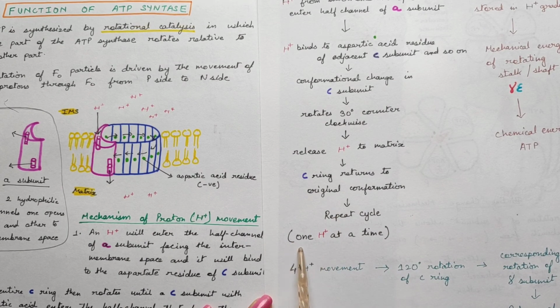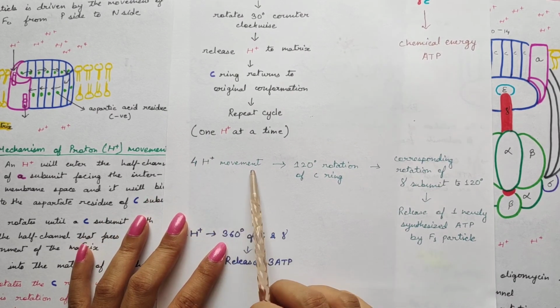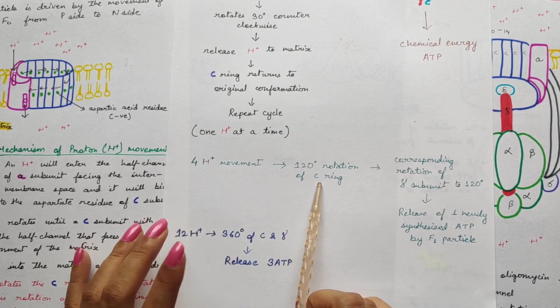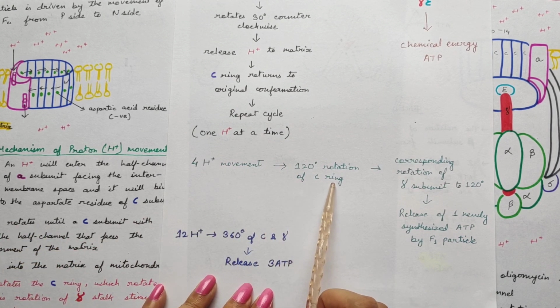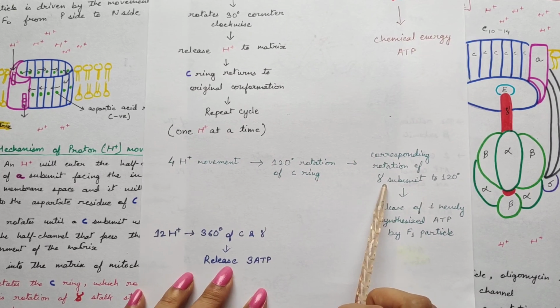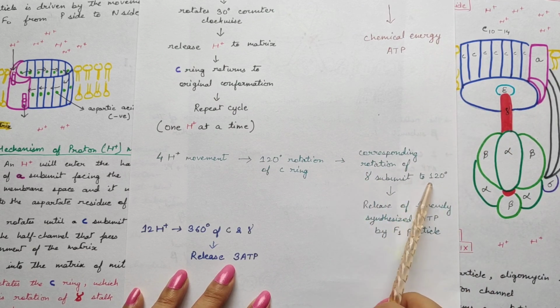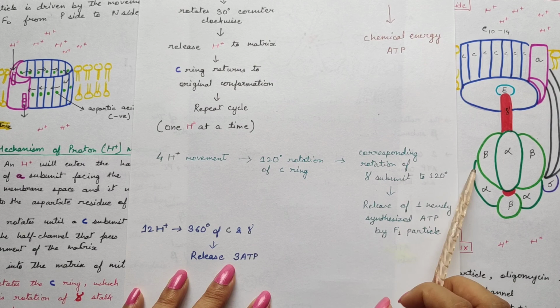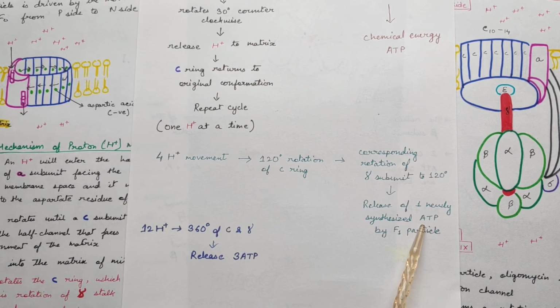But at one time only one proton will be transferred from the intermembrane space to the matrix. So here we can say that 4 proton movements will cause a 120 degree rotation. Why? Because one is moving 30 degrees, so 4 will move 120 degrees. Now the rotation of the C ring will bring about the rotation of the gamma subunit, since it is attached to gamma, so it will also rotate by 120 degrees, and therefore finally this rotation will help in the release of one newly formed ATP, because a 120 degree rotation releases 1 ATP.